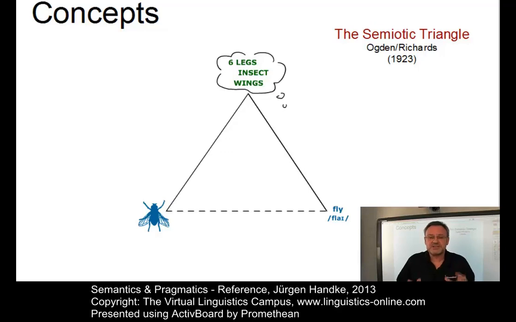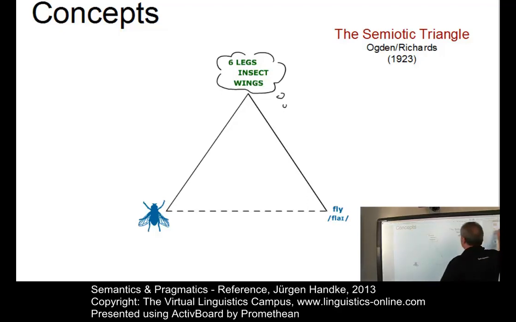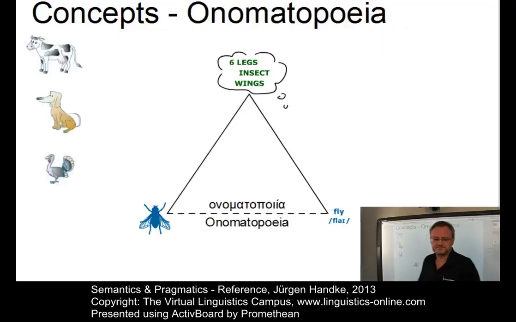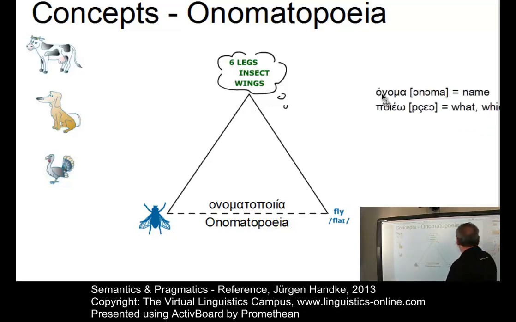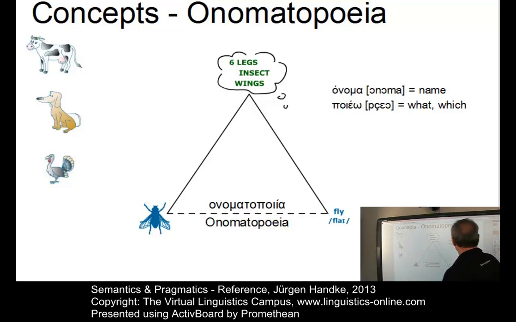One way is a more or less direct relationship. It can be realized in two ways. One possibility is onomatopoeia. That is, a relationship between a linguistic sign and an object via its phonetic shape. Thus, a direct relationship between sounds and objects. Onomatopoeia is Greek and consists of the following components. Onoma, which means name, and poieo, which means make.